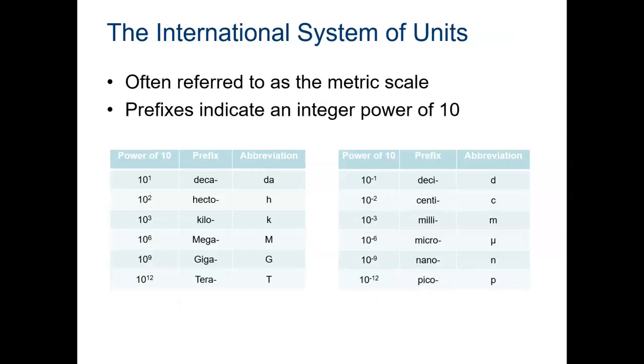It is often referred to as the metric scale. Prefixes indicate an integer power of 10. And we can see the prefixes here, so deca, hecto, kilo, mega, giga, tera. You've definitely heard of mega and giga. Deca is to the power of 1, hecto is to the power of 2, mega is to the power of 6, and giga is to the power of 9.